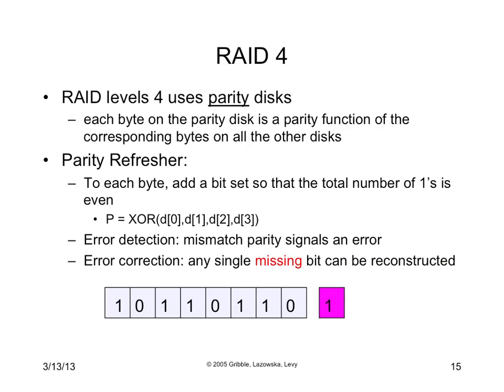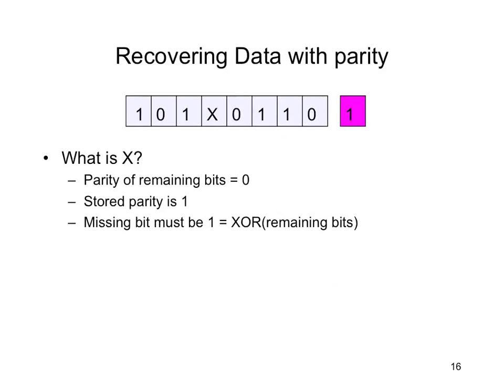So how do we use this for reconstruction following a failure? Well, suppose we have this string here. We know the parity was 1. We know all these other bits were 1. And we're missing one bit in the middle. What is this bit in the middle? Well, it's really easy to figure out because we can say, well, we have 1, 2, 3, 4 ones here. The parity bit was 1, which meant there should have been an odd number of 1s. That tells us that this had to be a 1, because we need an odd number and we only have an even number.